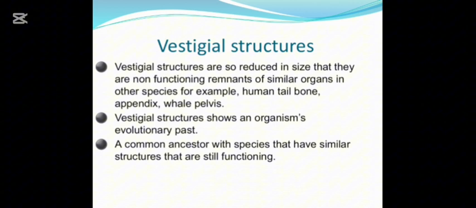Vestigial structures are also evidence of evolution. The vestigial structures are so reduced in size that they are non-functioning remnants of similar organs in other species. For example, the human tailbone, appendix, whale pelvis. Now, the vestigial structures show an organism's evolutionary past: a common ancestor with species that have similar structures that are still functioning.